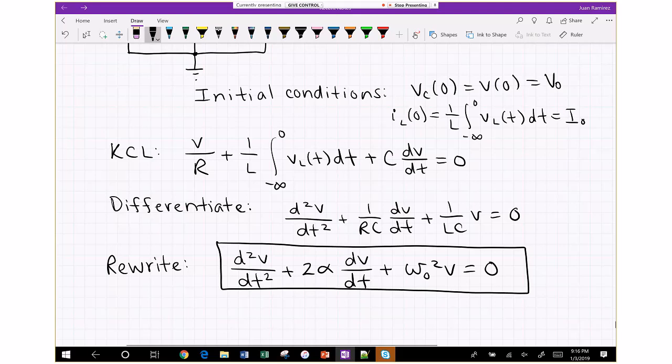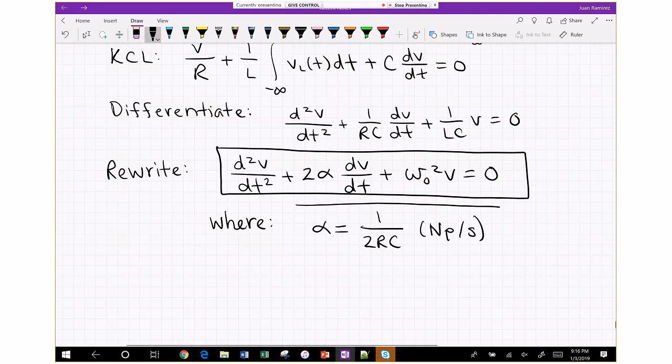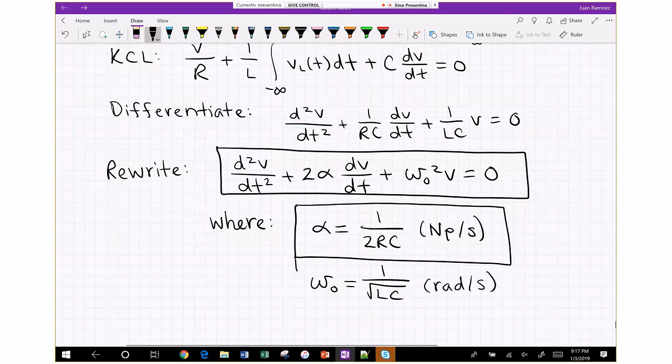So in the same way, we have a damping factor, which is alpha. But alpha is now equal to 1 over 2RC in nepers per second. So it's no longer equal to R over 2L like it is for a series RLC circuit. Keep that in mind. And we have our natural frequency, which is calculated the same way as it was for the series RLC circuit: 1 over square root of LC.